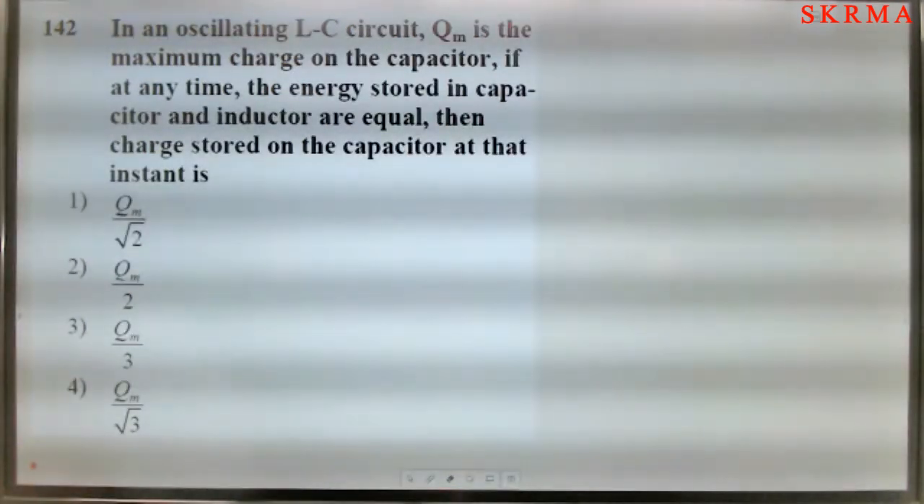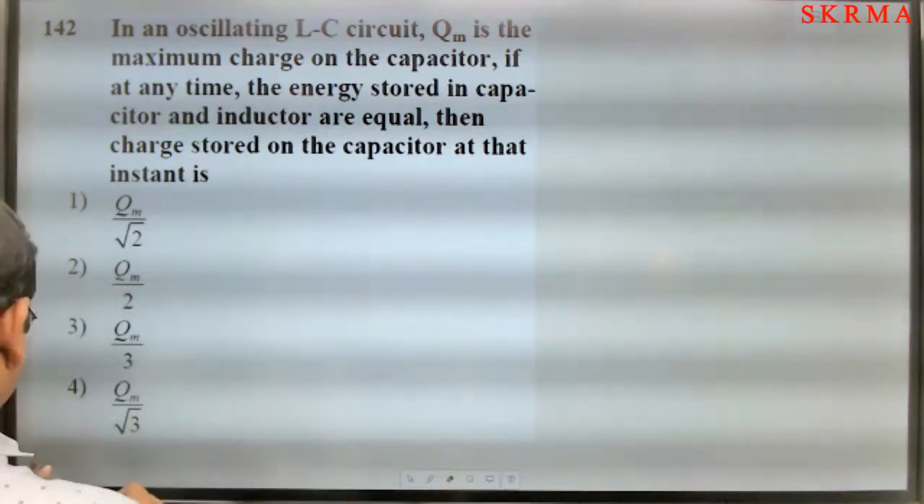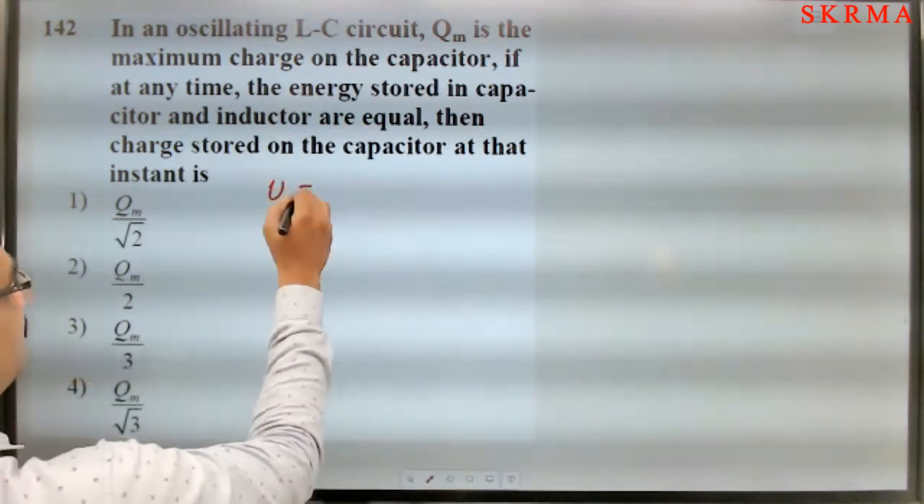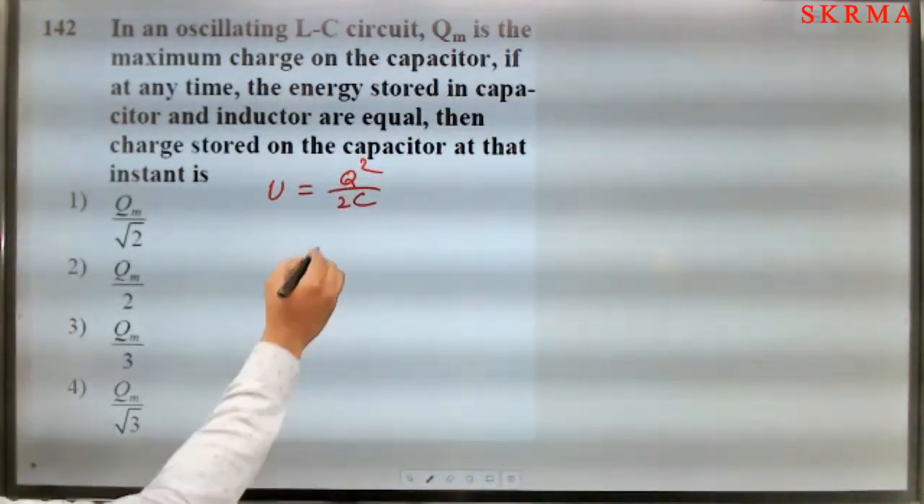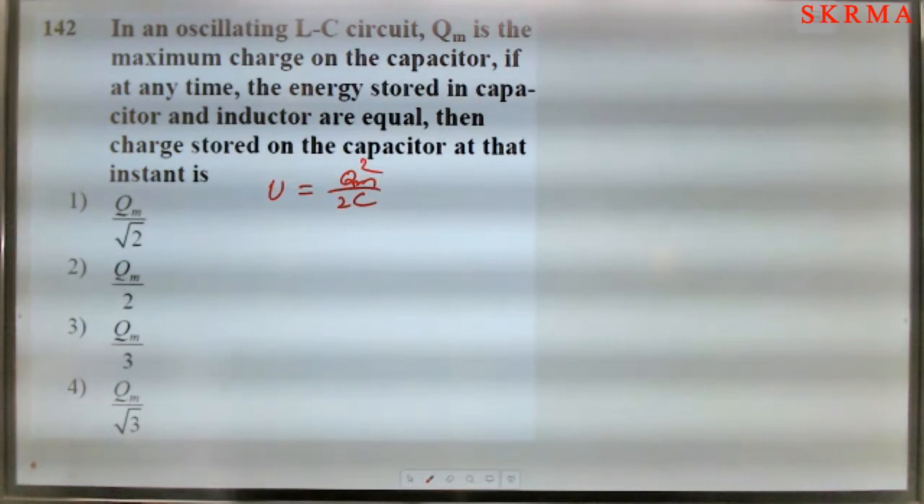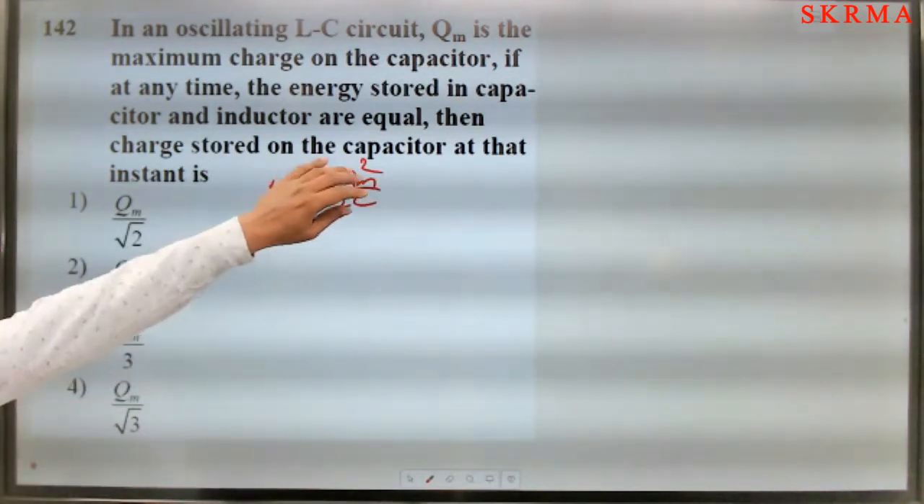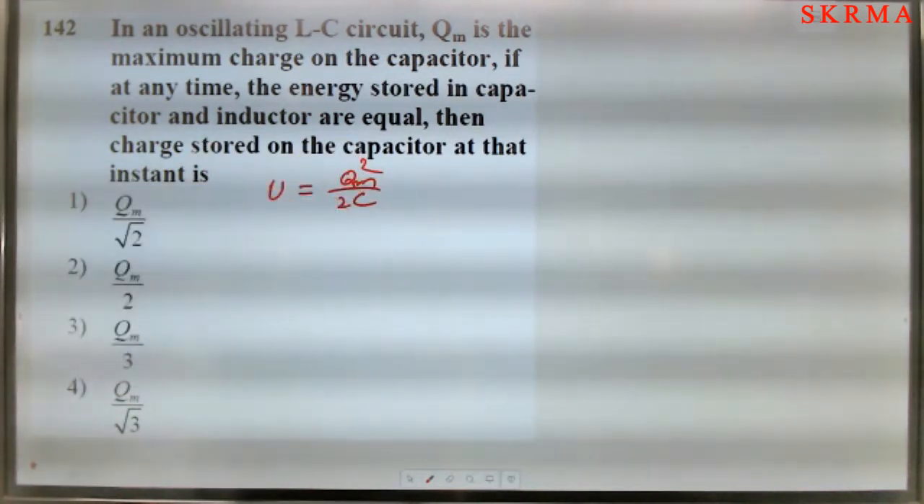Next, in an oscillating LC circuit, Qm is the maximum charge on the capacitor. Then when the energy stored in the capacitor and inductor are equal, the charge stored on the capacitor will be what? What is the formula for energy stored in a capacitor? Q square by 2C. Maximum charge is denoted by Qm. Qm whole square by 2C is the maximum energy stored.